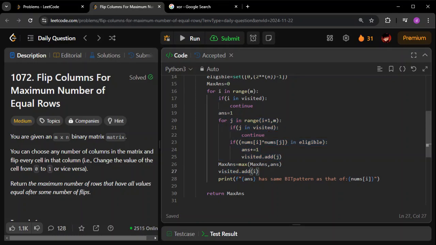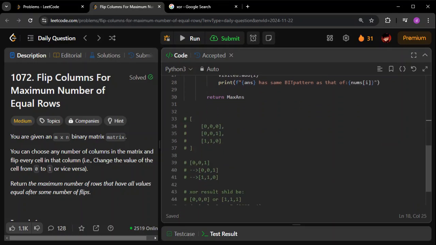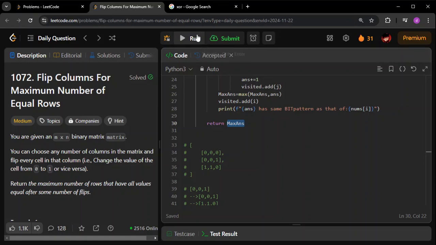See where the visited check is happening. This is where it is happening, and this is where it is happening. These are the two places where we are checking whether a number is visited or not. If it is visited, do not explore it again. If it is visited, do not explore it again. This is how it works. And finally, I'm getting the maximum answer. So let me quickly run this again and show you.